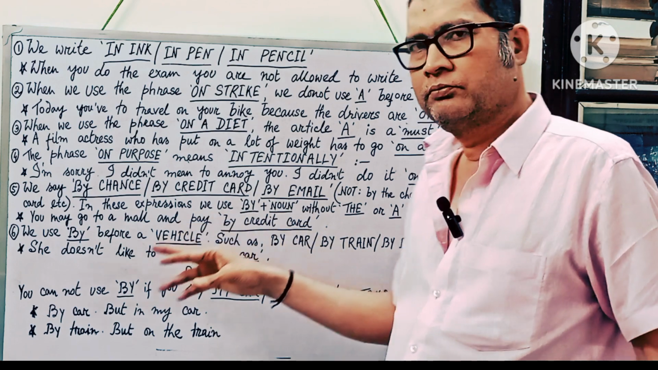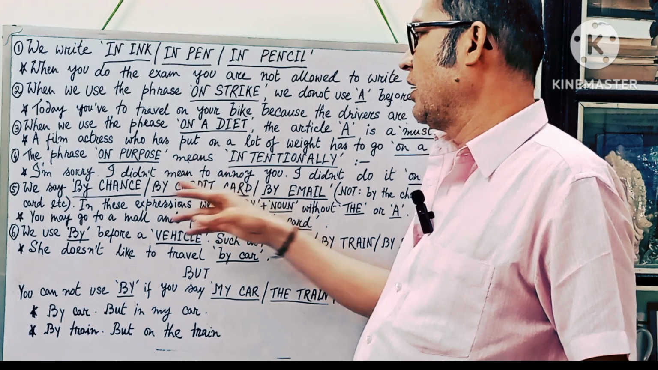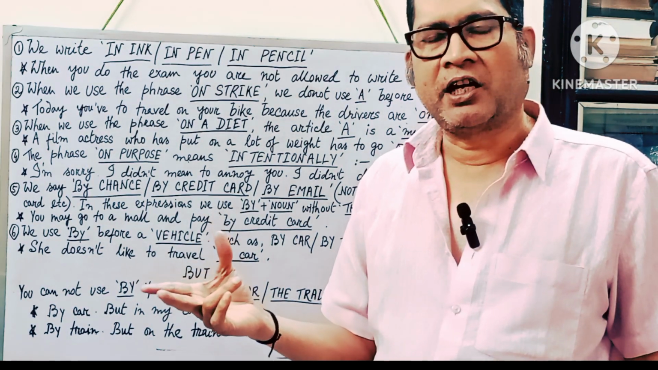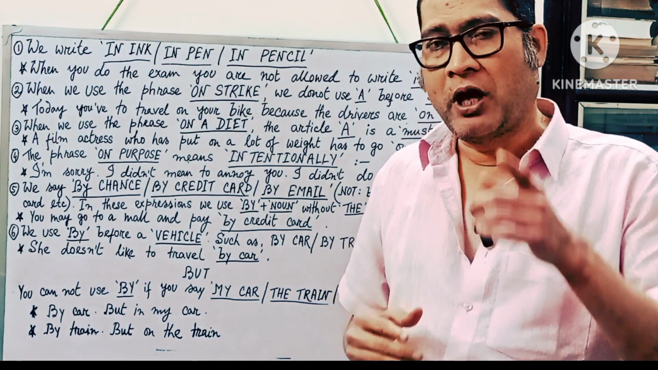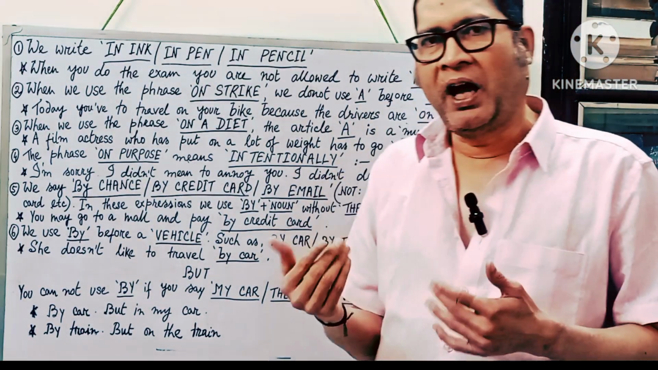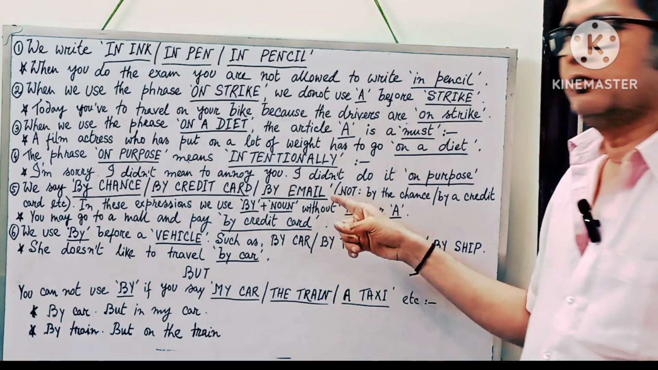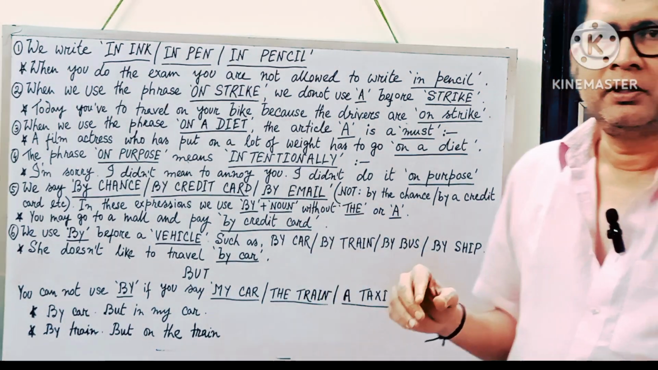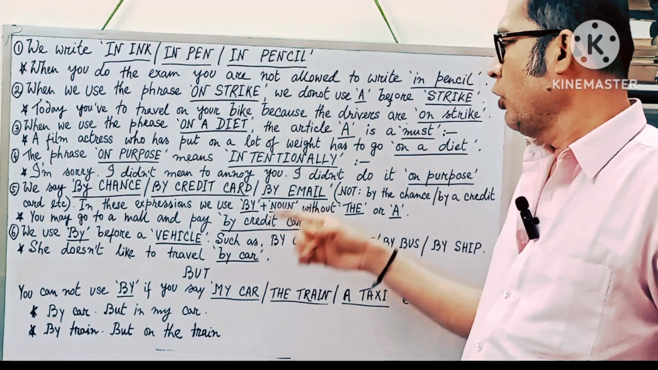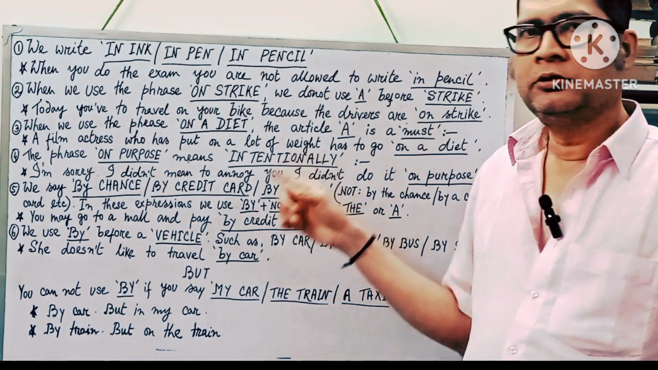By credit card. This is not a phrase, but we cannot use a credit card when we are using the preposition by. So when we pay somebody by credit card, we know that credit card is a common noun. Do you have a credit card? A countable common noun. But here, when you are using the preposition by, we will not use a. Okay? By credit card. By email. Email is also a countable common noun. Have you received an email? I have received an email. So countable common noun. But when you are using by, then we will not use any article before email.